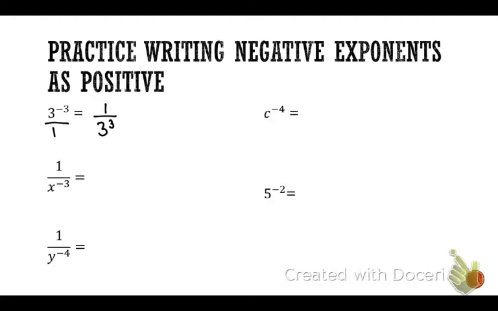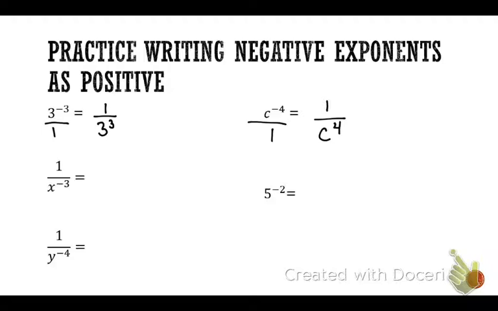All right, let's look at C. So whether it's a number or a variable, I can treat it the same way. C to the negative fourth over what? 1. If I want to make my exponent positive, I just flip it to the other side. So it was on top. Now it's going to be in the denominator on bottom. 1 over C to the fourth.